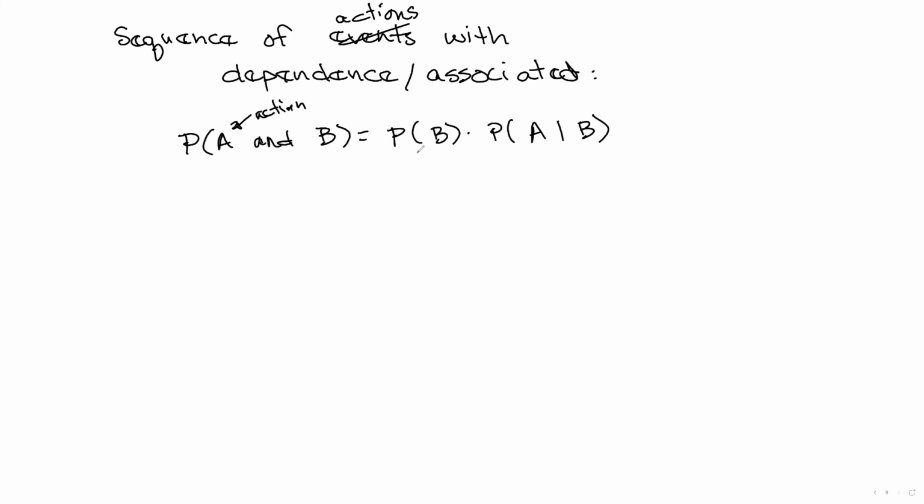So we're actually putting the first event second here. With independence, it didn't matter that we reversed the order, but the first event has to be B now, and then the second event is A, given that B happened. This is the formula that we're going to use for dependence. So how does that look when we actually do an example?